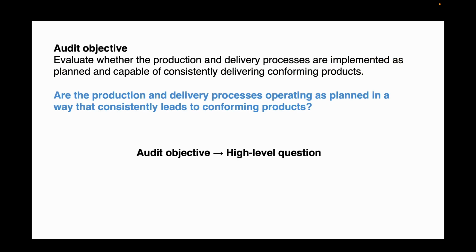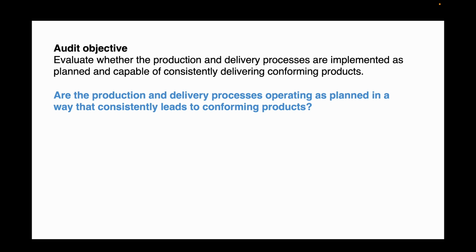So we can convert it into a first question. Are the processes operating as planned in a way that consistently leads to conforming products? Okay, but it's still too broad. Let's break it down, okay?